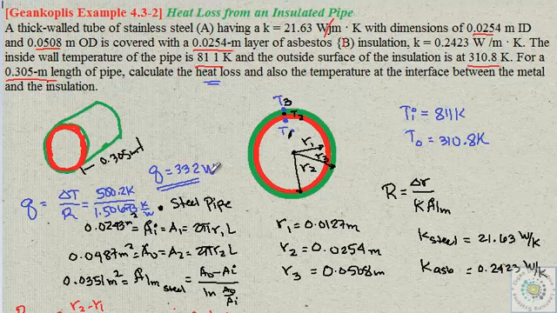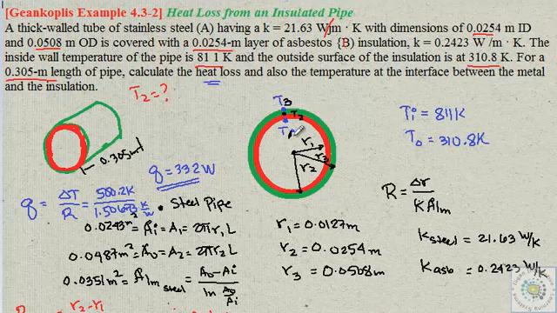Now, the other question is, what is the temperature at the interface between the metals? Like, what is this T2? The temperature between this red and this green. To solve for T2, we could just focus on this red, the steel. Or it's up to you, either you focus on the green or you focus on the steel pipe.